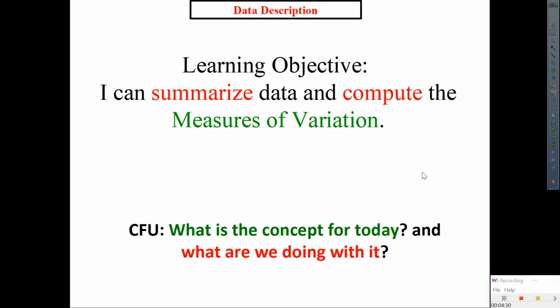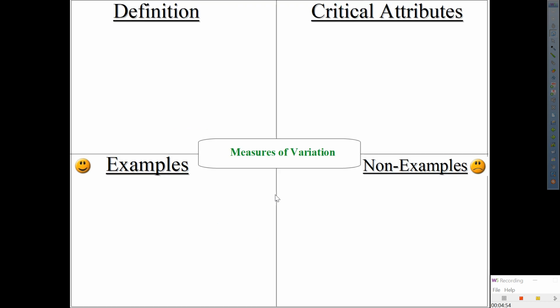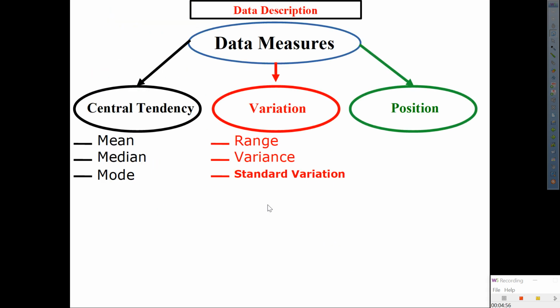Here we go. On Cornell Notes, I can summarize data and compute the measures of variation. Today we finished with this section, by the way. Let's go. And we're moving right along to the last section, which is measures of position. That's coming up. So measures of variation, we already know what they are. Tell your neighbor the three measures of variation.